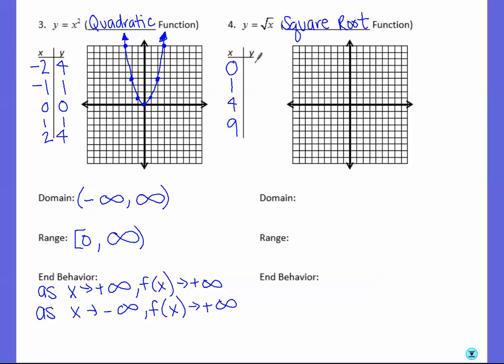So the square root of 0 is 0. The square root of 1 is 1. The square root of 4 is 2. And the square root of 9 is 3. So (0, 0), (1, 1), (4, 2), and (9, 3). Since we're not going to square root negative numbers, we're not going to keep going to the left. We're just going to have one arrow that points to the right, and our graph kind of looks like an eyebrow.